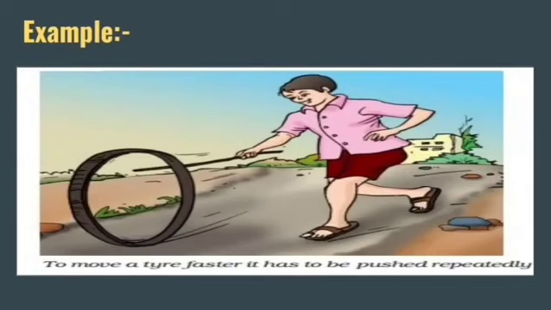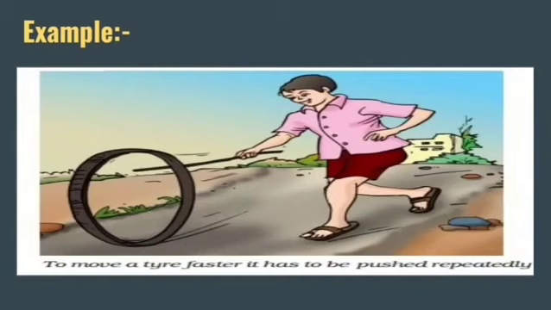Because the direction of the force applied by the child on the tire is the same as the direction in which the tire is moving. That's why the speed of this tire increases. So we can say if a force is applied in the direction of motion of the object, the speed of the moving object increases.